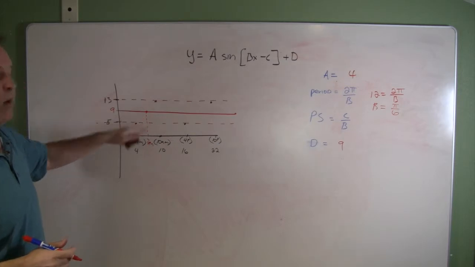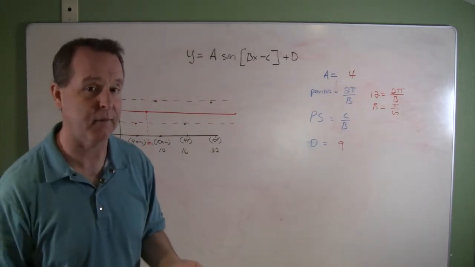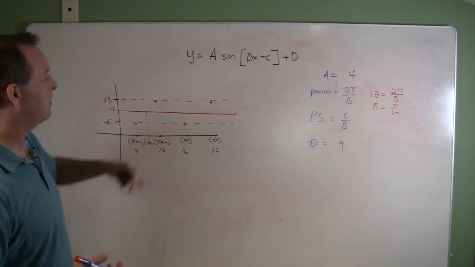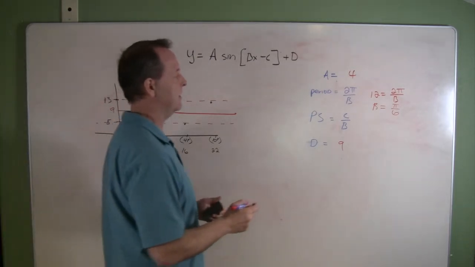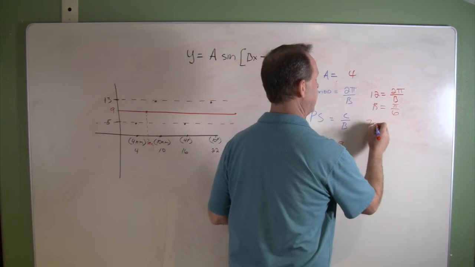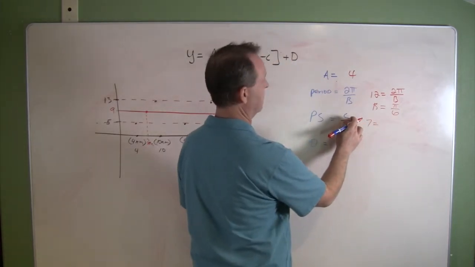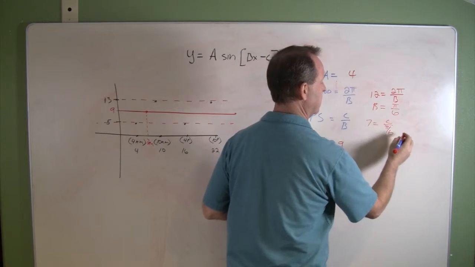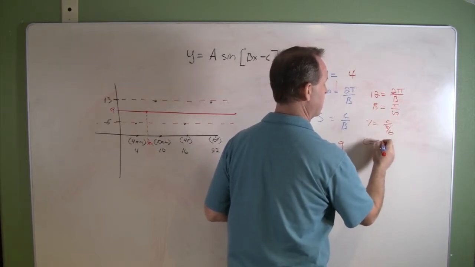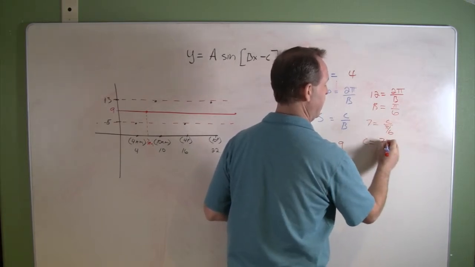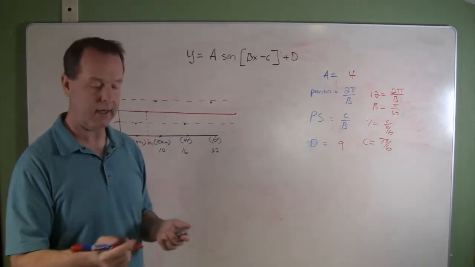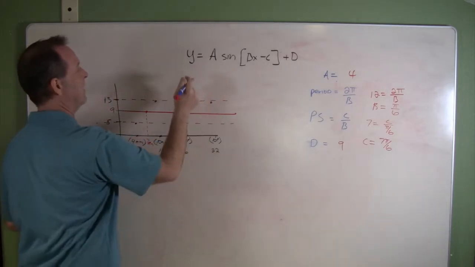So we're going to use this point as kind of the beginning point of our graph, and that tells us it's occurring 7 hours after midnight. So our phase shift is 7. So 7 equals our C, which we do not know, divided by our B, which is pi over 6. So C in this case equals 7 times pi over 6. Using some algebra, we have all of our variables now, so we can plug them in.